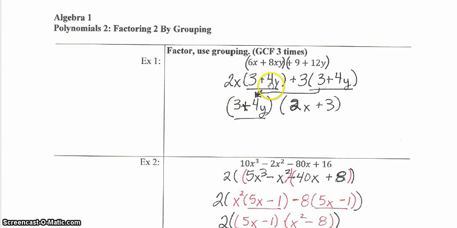What's the 3 plus 4y multiplied to? 2x. There's where the 2x is. And then what's 3 plus 4y multiplied to? Plus 3. Right there. Okay? So that's what we do. Let's go ahead with the next one.